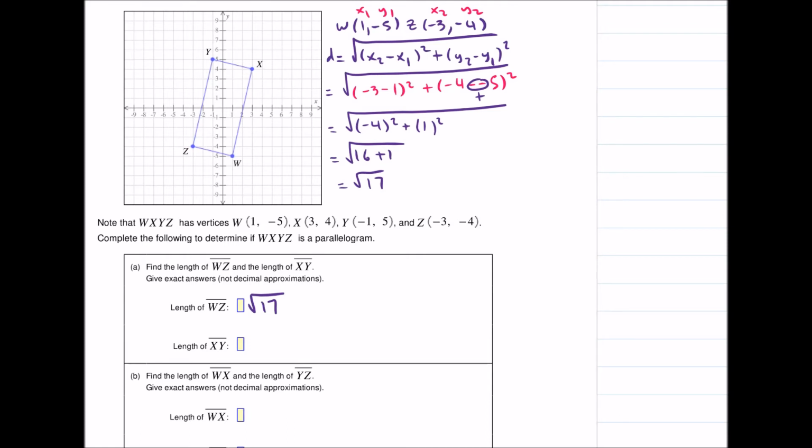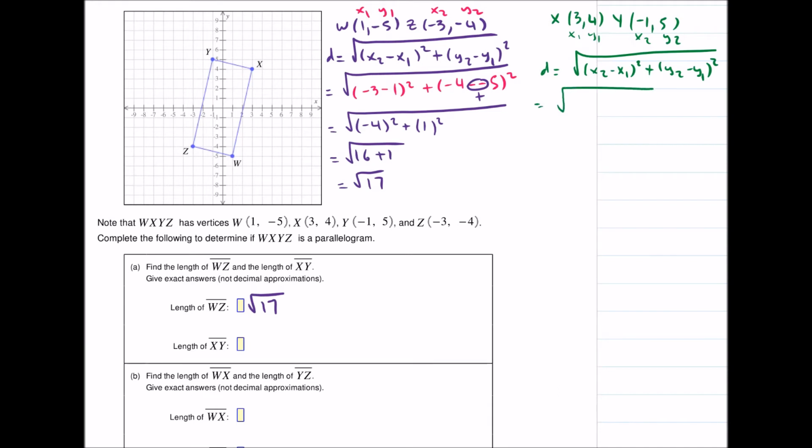We're going to do the same for XY. So X is given (3, 4), and Y is (-1, 5). So we're going to label this as x1, y1, x2, y2. Distance equals the square root of (x2 minus x1) squared plus (y2 minus y1) squared. So that will be -1 minus 3 squared plus 5 minus 4 squared. That is -4 squared plus 1 squared, which gives me the square root of 16 plus 1, the square root of 17.